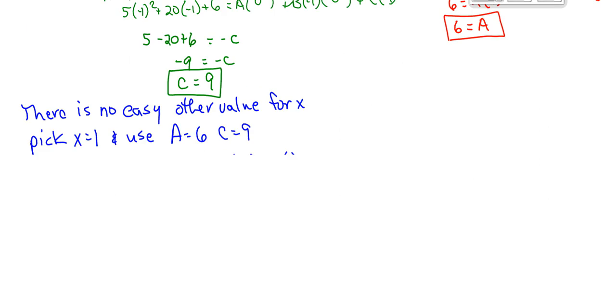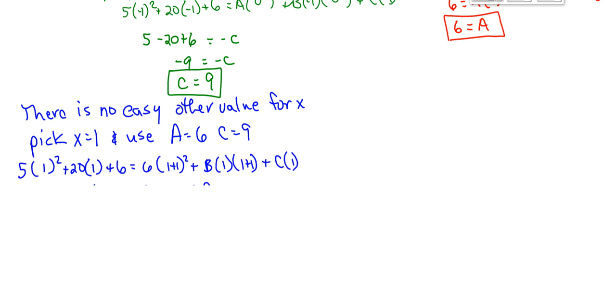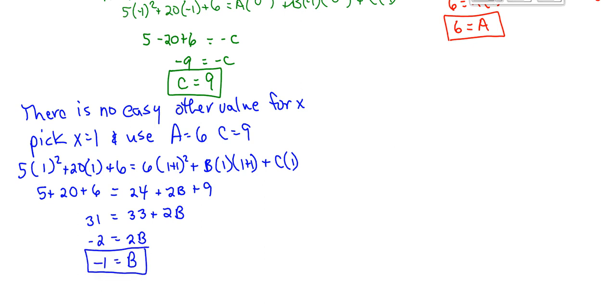When I put in 1, I get 5 plus 20 plus 6 equals 24 plus 2b plus 9. That gives me 31 equals 33 plus 2b. That gives me -2 equals 2b, and then b equals -1. So now I have my a, b, and c values.